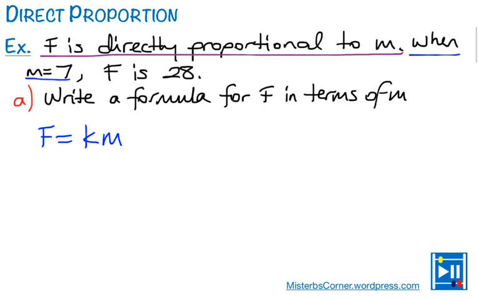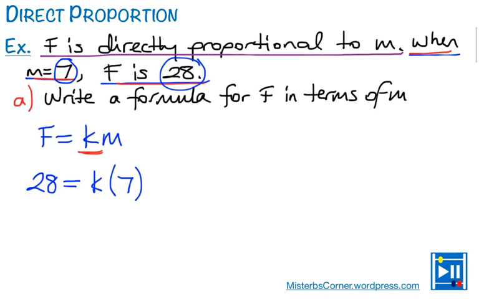Now what happens is, read the second sentence. When m is 7, F is 28. So obviously F and m are not equal. So this means there is a multiplier, there must be a constant K, so that I can write them as equal, right? So this is my formula, but I still don't know K. And that is why actually they gave me those values. So let me substitute the value of F and m. So it's going to be 28 equals K times 7, right?